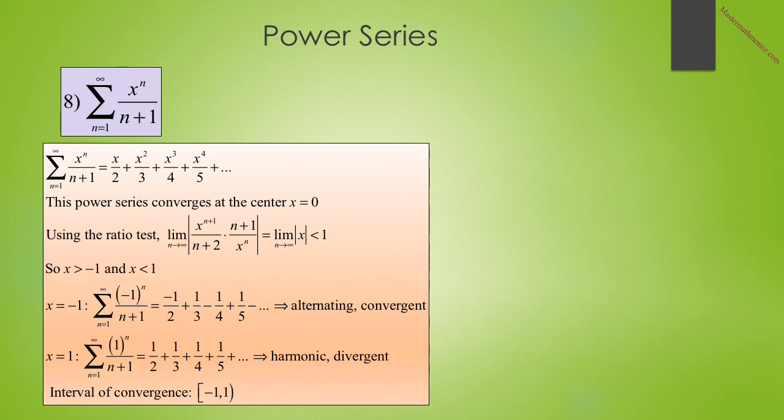If x is negative 1, then our series expands to negative 1/2 plus 1/3 minus 1/4 plus 1/5 minus dot dot dot, and that's an alternating convergent series. If x is equal to 1, our series turns out to be 1/2 plus 1/3 plus 1/4 plus 1/5 plus dot dot dot, and that's the harmonic series, which is divergent. So our interval of convergence is the interval negative 1 to 1, where negative 1 is included and 1 is not.